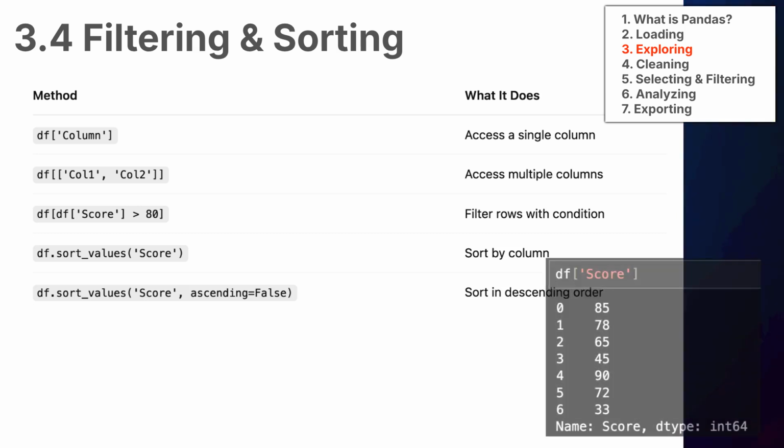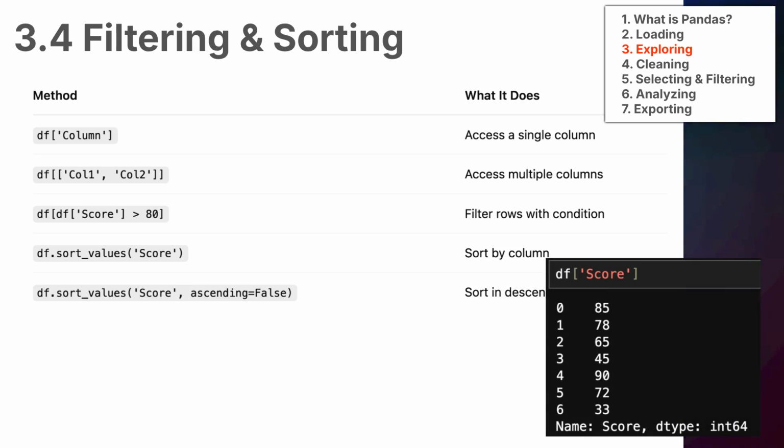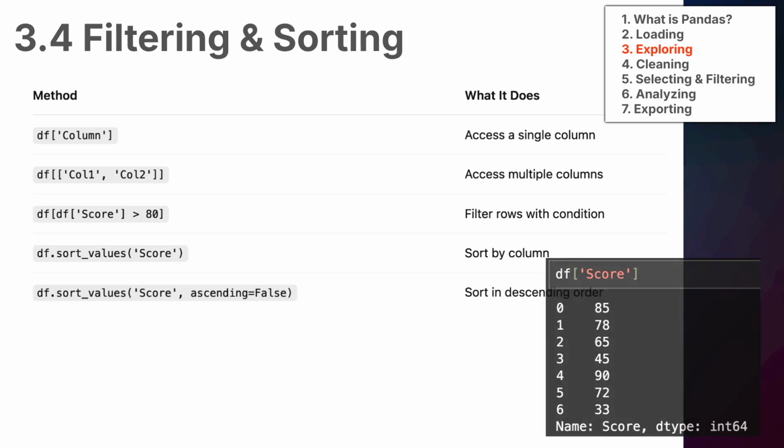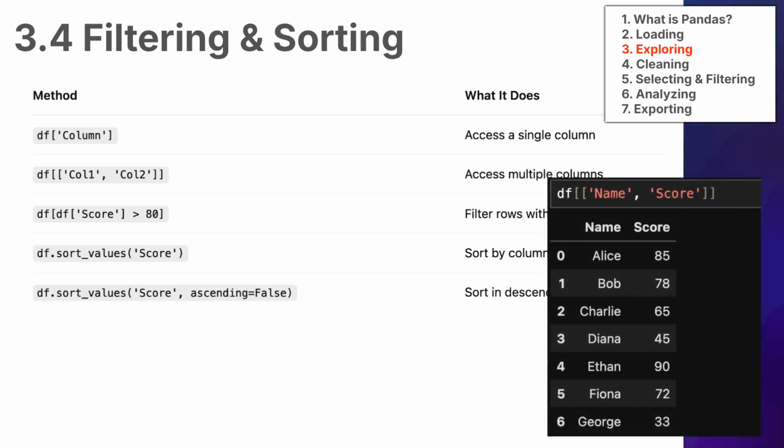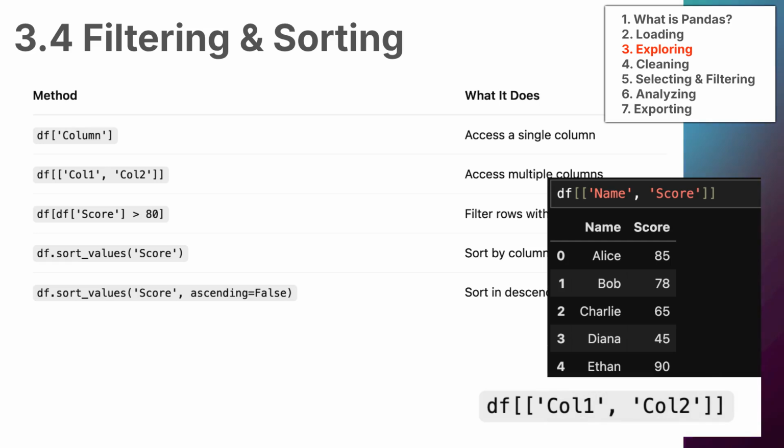First, df column. You can access a single column. This is like saying, hey, just show me this one column. You can use this to see the values, do math with them, and apply filters. You can also access multiple columns. This returns a smaller table with just the columns you want. Very useful when you're preparing a clean view of your data. Also remember that when you access multiple columns, you need double square brackets.